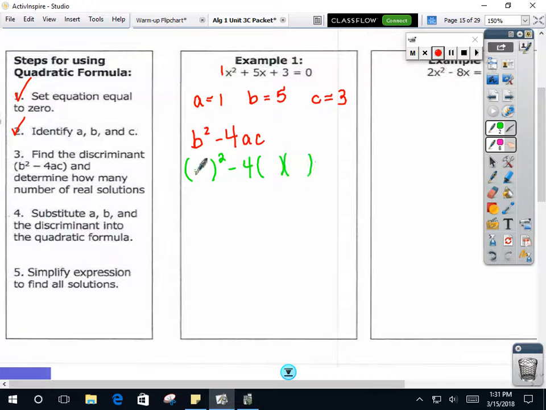Okay, so b squared minus 4 times a times c. So what do I plug in for the b? What do I plug in for the a? And for the c? 3. Now in your calculator, just type that in, parentheses and all. 5 squared minus 4 times 1 times 3, but make sure you put the parentheses. Okay, once you've typed it in, what do you get? 13 is correct. So 13 is our discriminant.